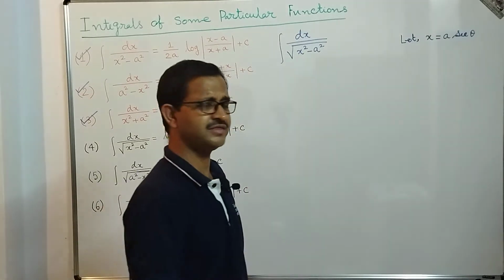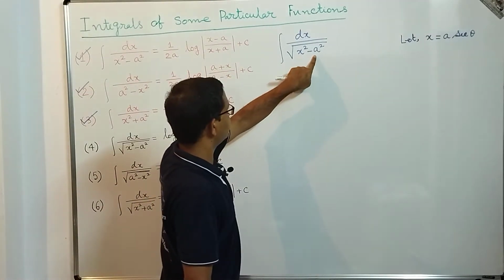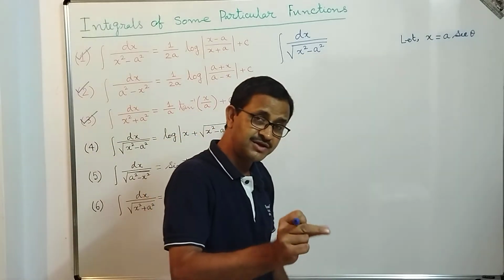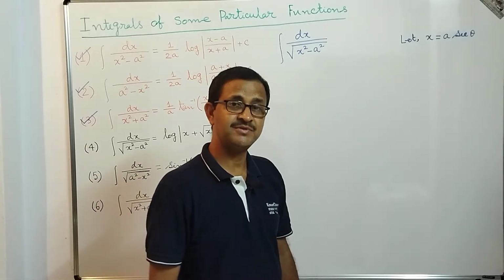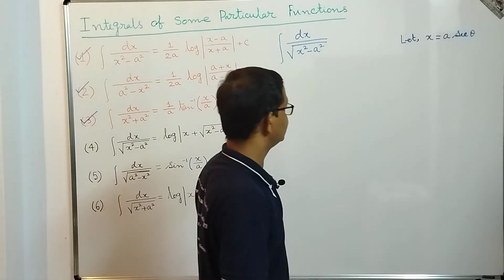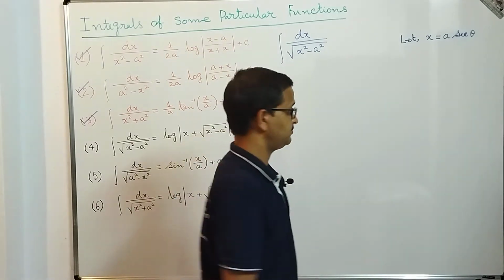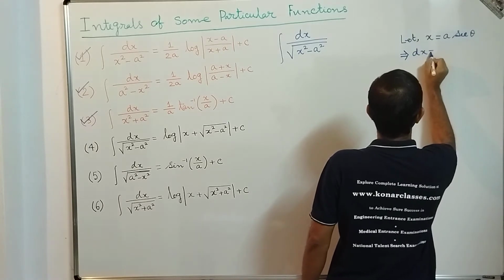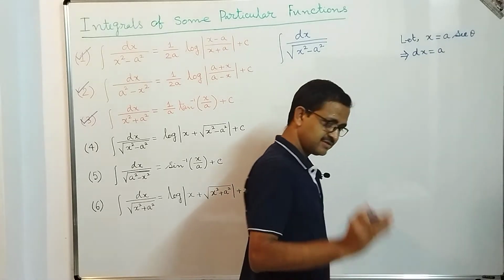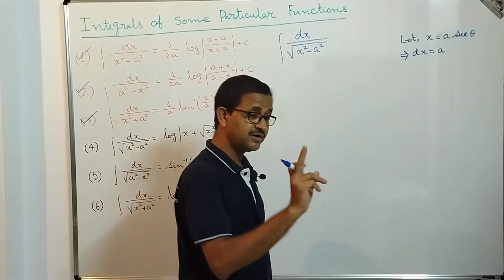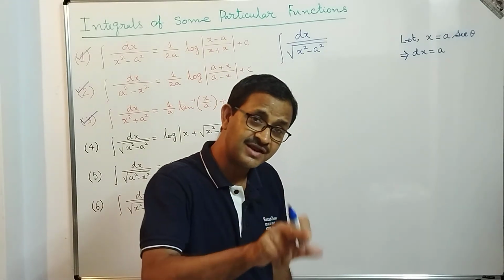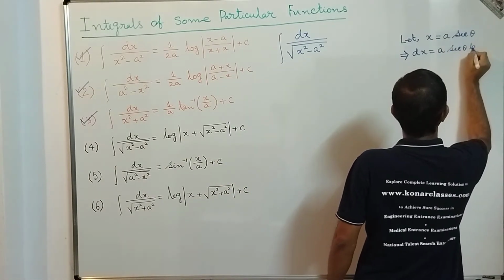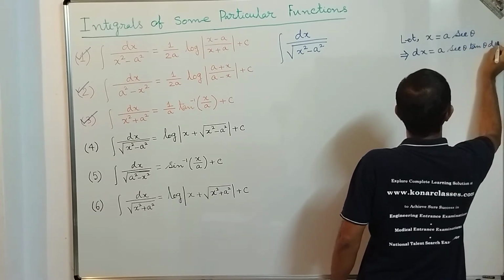Now you can think of why sec theta. If we see x square minus a square, then what will it be? a square sec square theta minus a square. So a square into sec square theta minus 1. That means it is a square tan square theta, since sec square theta minus 1 is tan square theta. So that is why this is the proper substitution. Now if we take x equal to a sec theta, that means dx equal to a into what? a is constant, we took it out of the differentiation. And what is the differentiation of sec theta? That is sec theta tan theta d theta. So a into sec theta tan theta d theta.